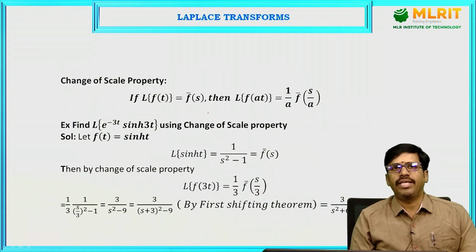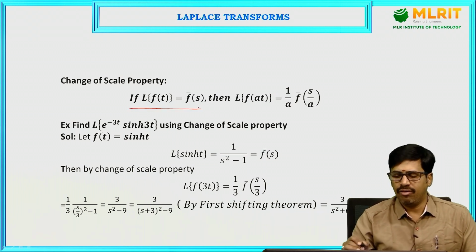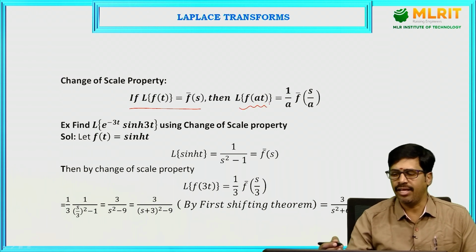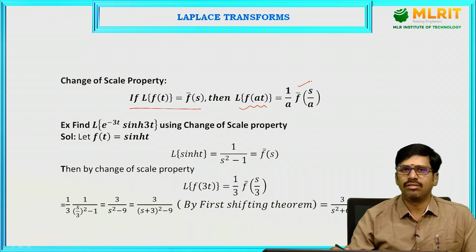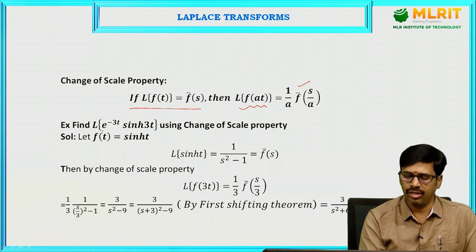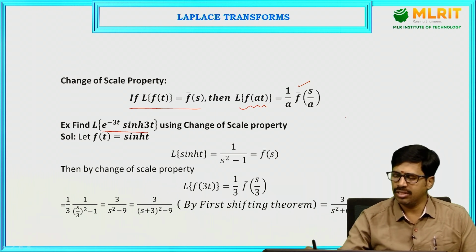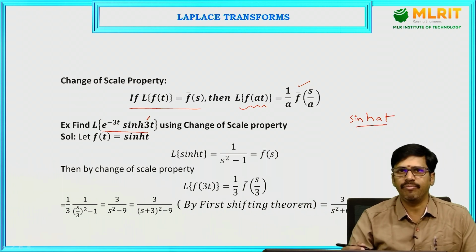Now, let us see change of scale property. We know that Laplace of f of t is equal to f bar of s. Now, I want to find Laplace of f of a t, and the formula is 1 by a into f bar of s by a. Using this change of scale property, let us find a Laplace transform of this function. E power minus 3t sin h 3t. This is in the form of sin h a t. You just compare this. Here a means 3.